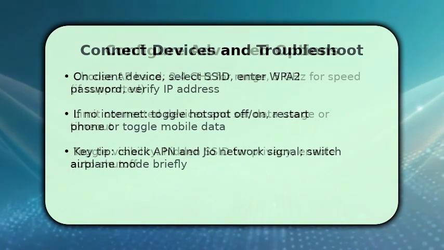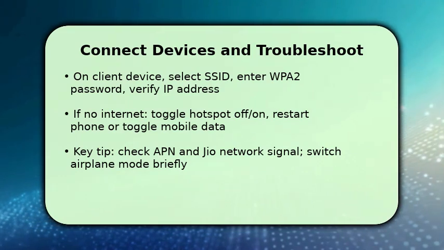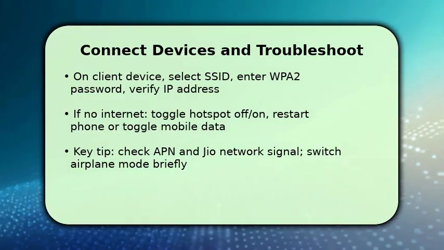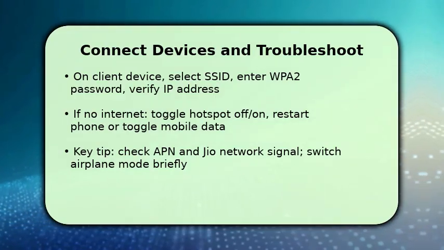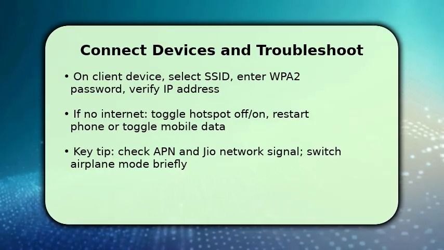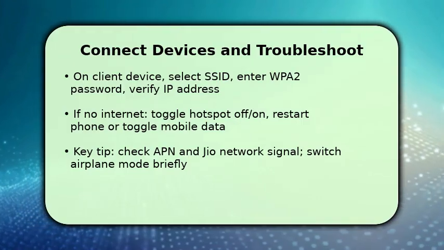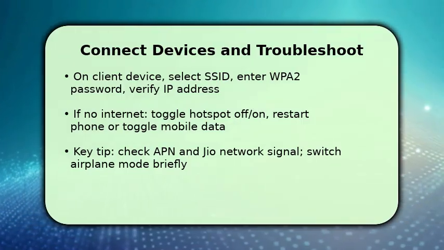Now connect your laptop or tablet by selecting the SSID and entering the password you set. Confirm the client receives an IP address. If devices see the network but have no internet, toggle the hotspot off and on, restart the Jio Phone, or briefly switch mobile data off and back on to refresh the link.